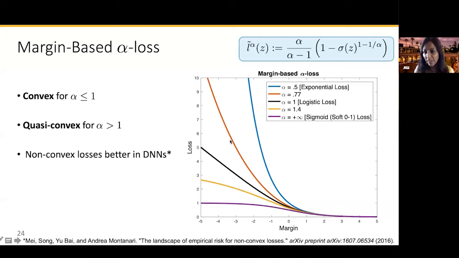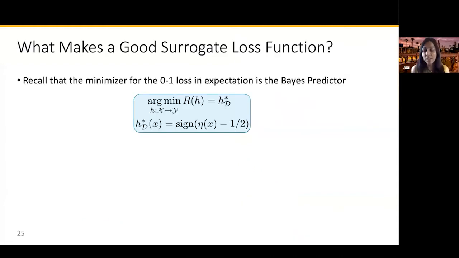When you look at this loss function as a function of the margin, you see that it's convex for alpha less than or equal to 1, and it becomes quasi-convex for alpha greater than 1. There's some work by Montanari and his colleagues that non-convex losses are better for deep neural networks. So this builds the intuition that maybe we can go beyond log loss to get towards 0-1 loss, by tuning alpha. And some of the things I'll tell you in this talk is you really don't need to tune alpha very large. You'll see all that. I'm going to make all this intuition somewhat clear in the next few slides.